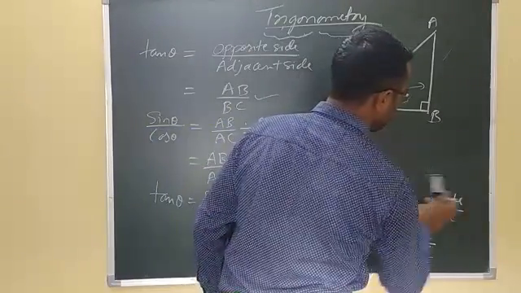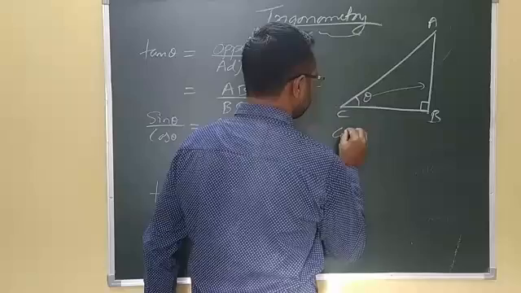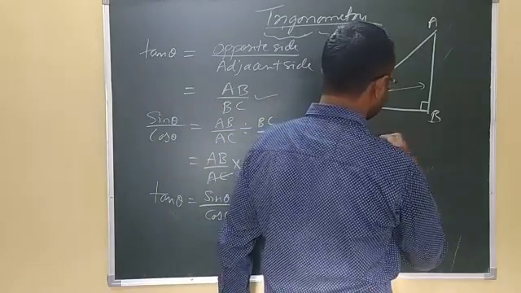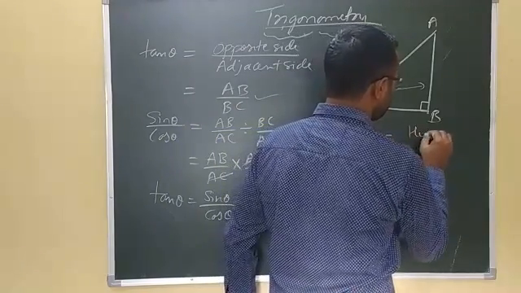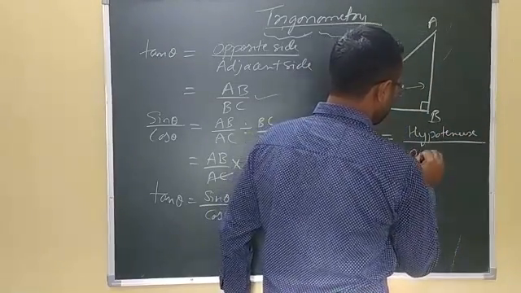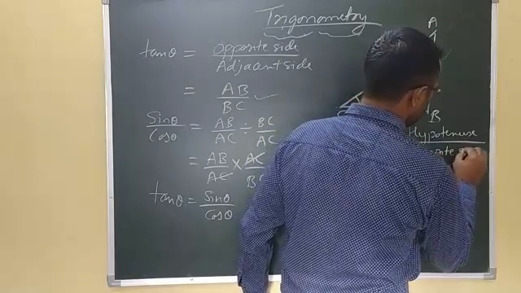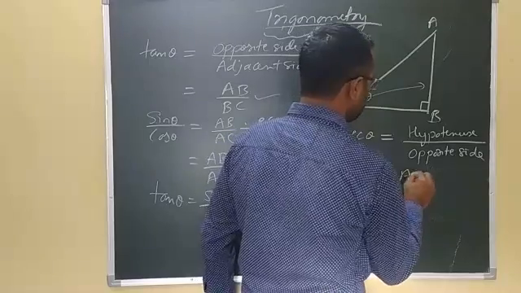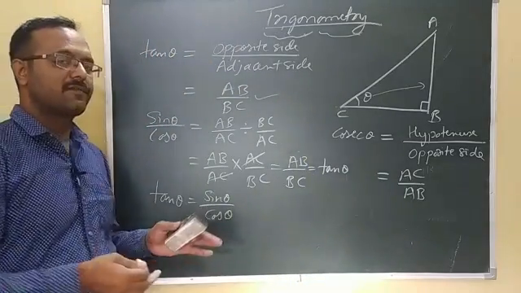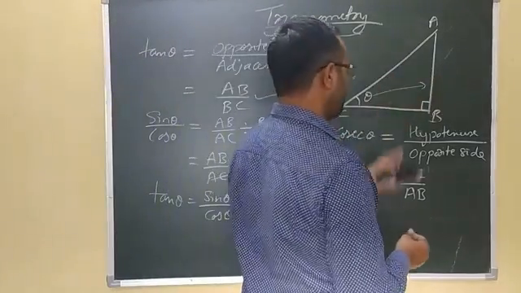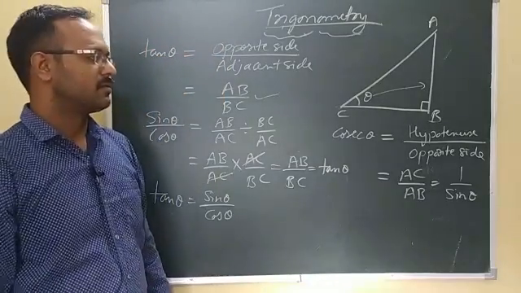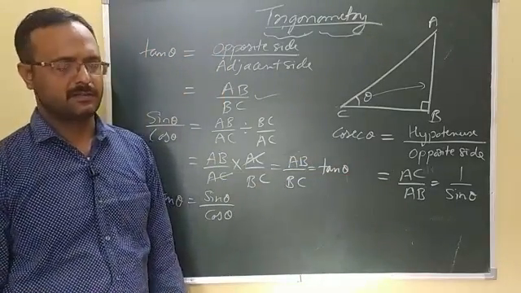Our next trigonometric function is cosec theta. This is equal to hypotenuse upon opposite side. So it will be equal to AC upon AB, and we can see that this is the inverse of sin theta, because sin theta was AB upon AC. So you can also write this as 1 upon sin theta. So you can say cosec theta is the inverse of sin theta.